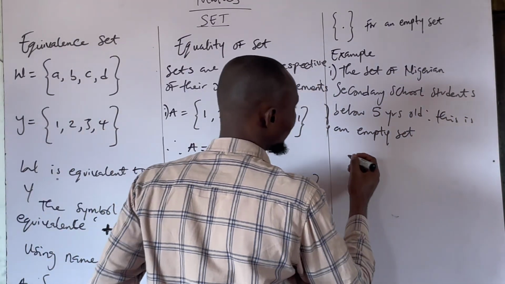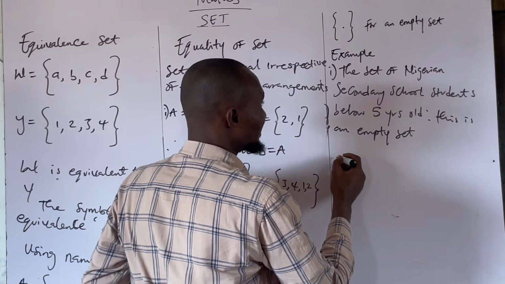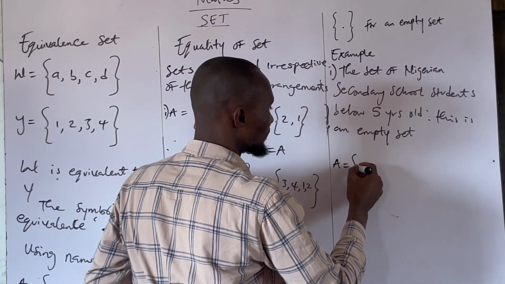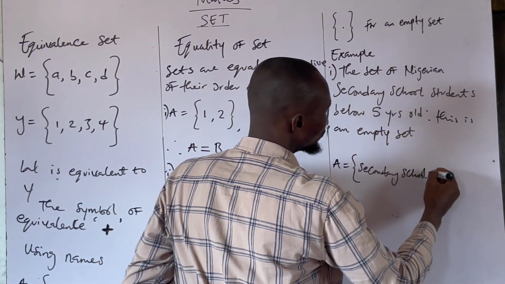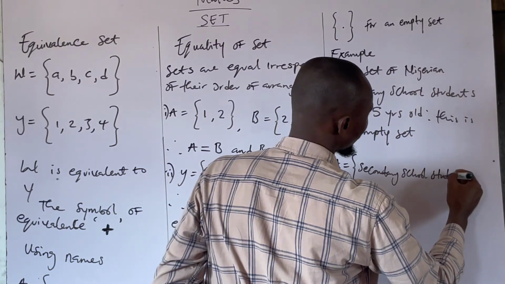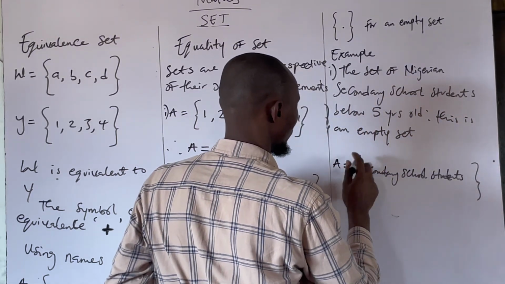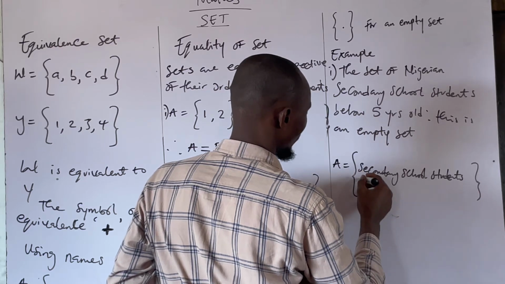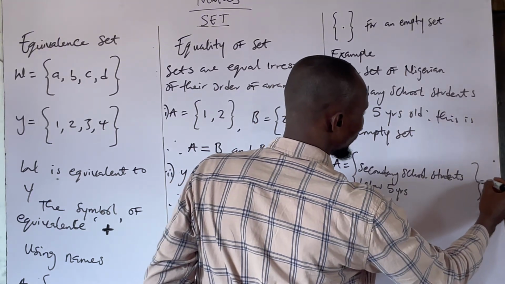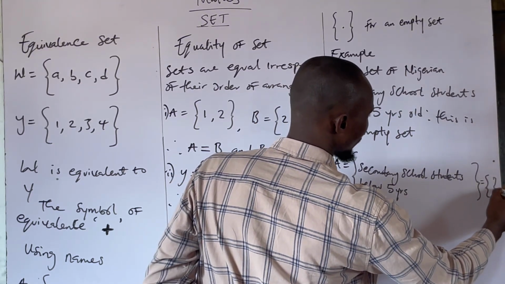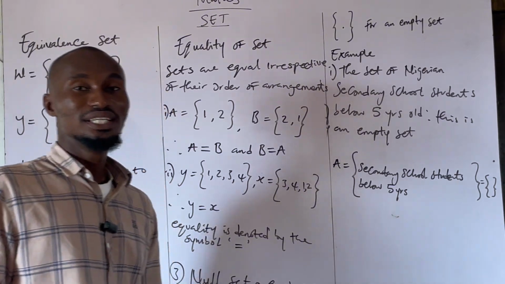So if I want to represent this now, I can say A, the set of secondary school students below 5 years, is equal to the empty set. Do you understand now? It is equal to the empty set.